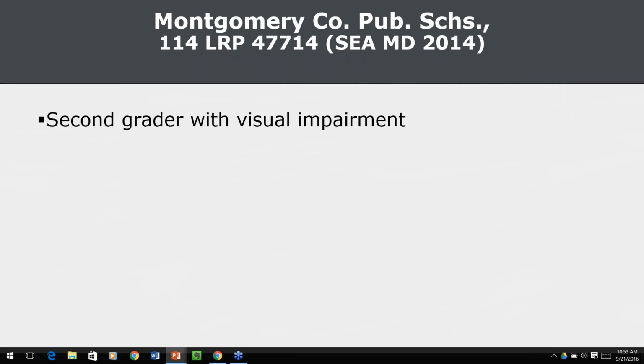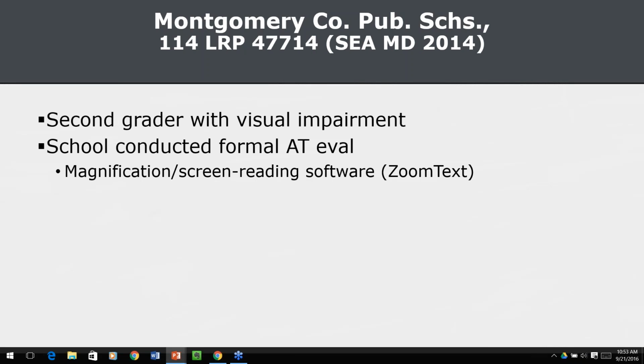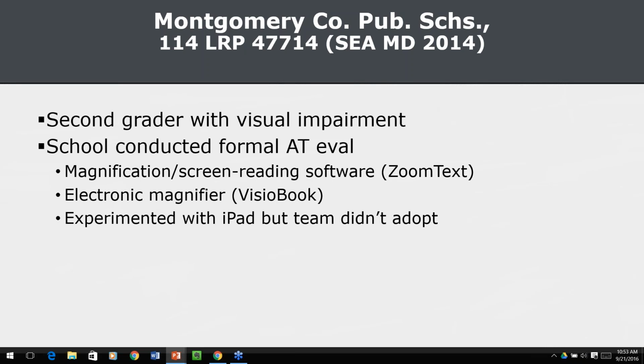Okay, so this case involves a second grader with a visual impairment, kind of similar to my kindergartner with a hearing impairment. The school did do a formal assistive technology evaluation, and they tried her out on this magnification software called ZoomText, where she could zoom in to read things on the computer. They also used an electronic magnifier called VisioBook.